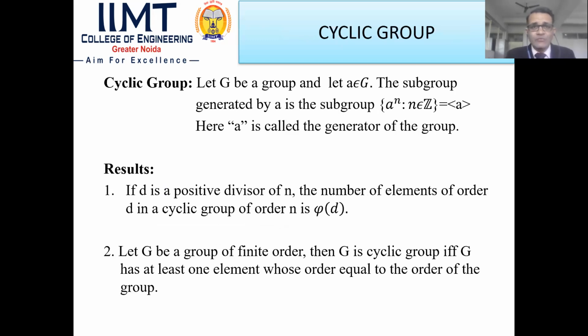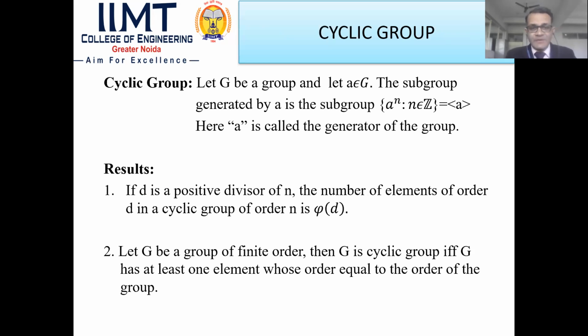Now, what is a cyclic group? Let G be a group and let a belong to G. The subgroup generated by a is the subgroup {a raised to power n, n belongs to Z}, denoted as generated by a. Here a is called the generator of the group. We have some results. If d is a positive divisor of n, the number of elements of order d in a cyclic group of order n is phi d.